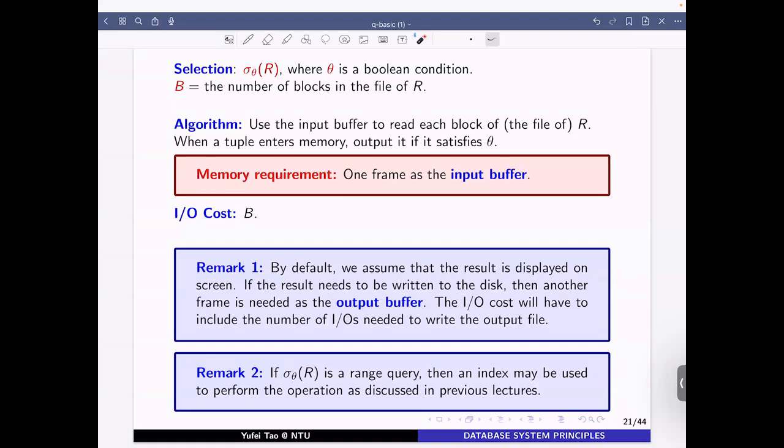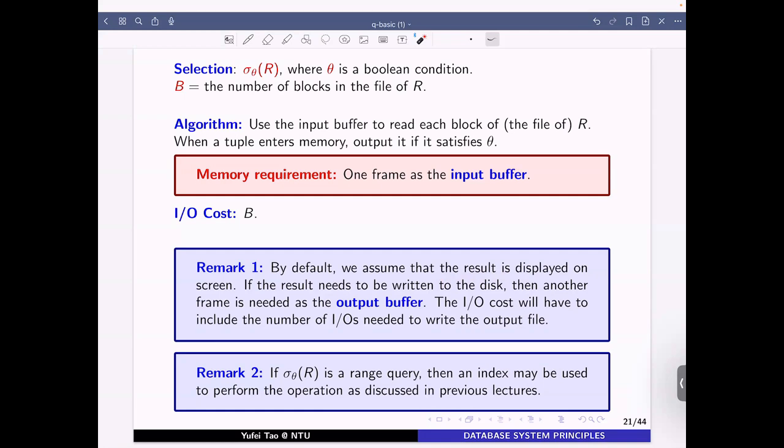Here, by default, we assume that the result will be displayed on screen. So this is a query, and usually you would like to display the computed tuples on screen. That's the assumption here. However, once again, you have to understand the principle. If I say I want you to write the result to the disk into a file, what should you do?